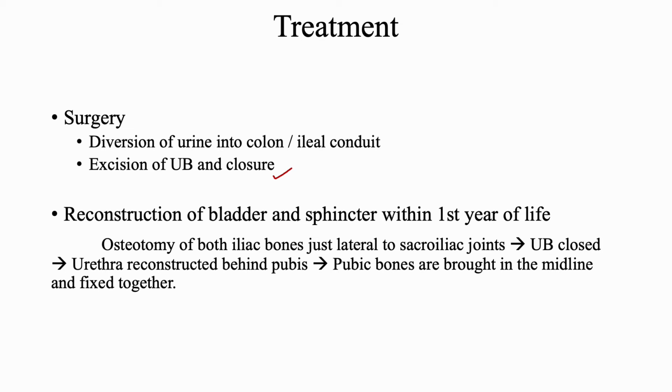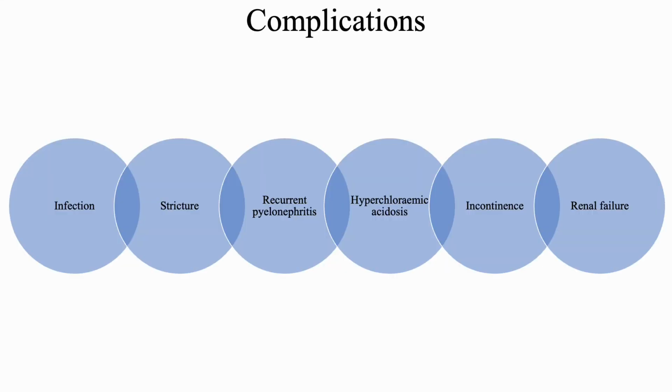For this, the osteotomy of both iliac bones just lateral to the sacroiliac joints is done, and the urinary bladder is closed. The urethra is reconstructed behind the pubis, and the pubic bones are brought to the midline and fixed together. So these are the treatment principles of bladder dystrophy.